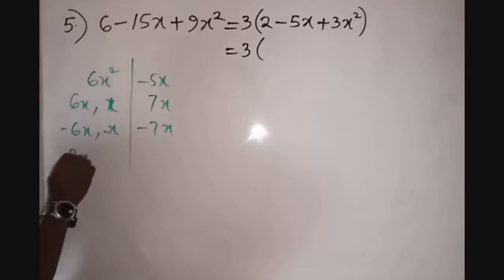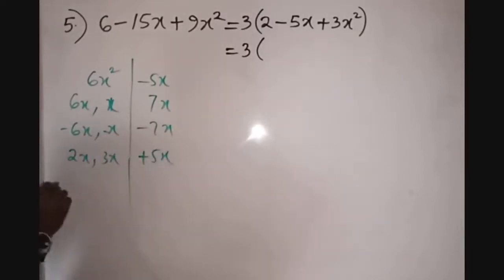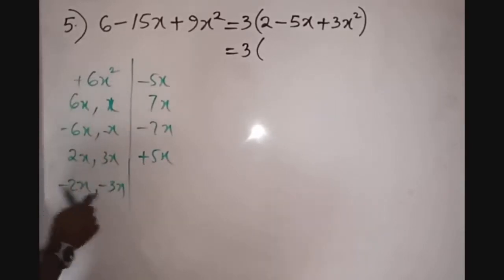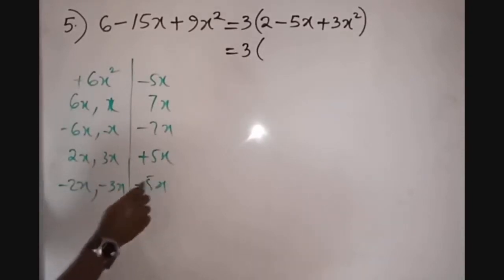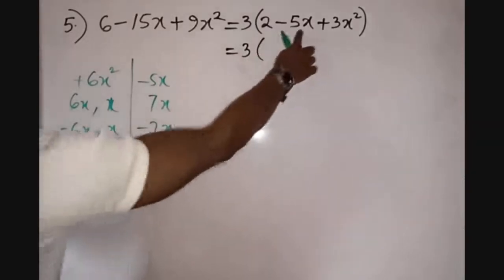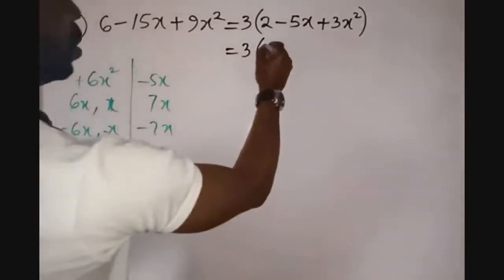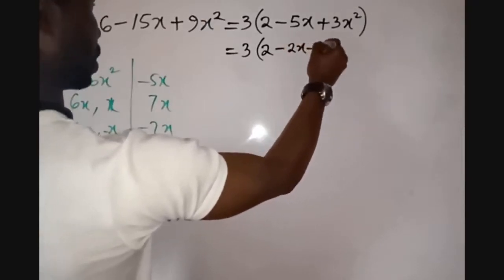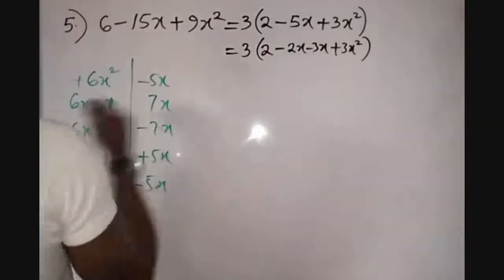But I can also have 2x and 3x. When I multiply this, I'm going to have this. When I add up, I'm going to have plus 5x. It still didn't work. And the 2 of them could both be negative, because I have a positive number here. So if I solve this one, I'll get that, and when I add up, I'm going to have minus 5x. So this is what's going to work. I'm going to be replacing this with minus 2x and minus 3x. So right here, I will have 2 minus 2x minus 3x plus 3x squared. That's what I'm going to have there.